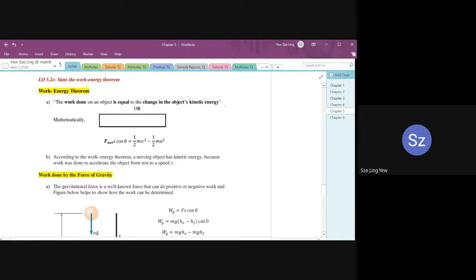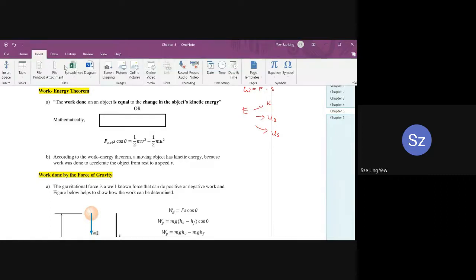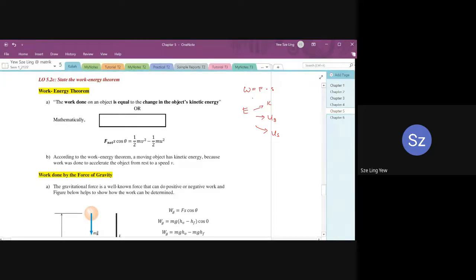All right, just now we were looking at work as W equals F dot S, and energy we looked at in terms of K, in terms of UG, in terms of US. Now what we want to do is link these two things together by using the work energy theorem. So work done on an object is equal to the change in the object's kinetic energy. So the work energy theorem is actually talking about kinetic energy.